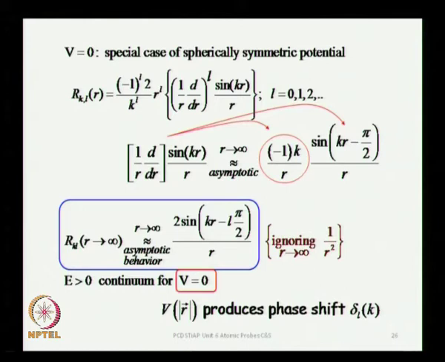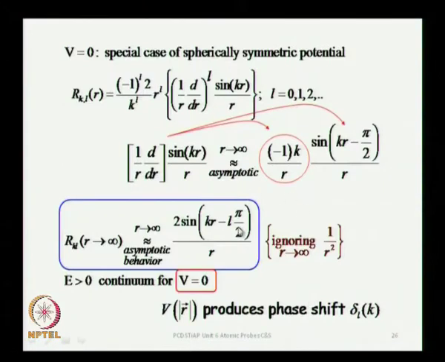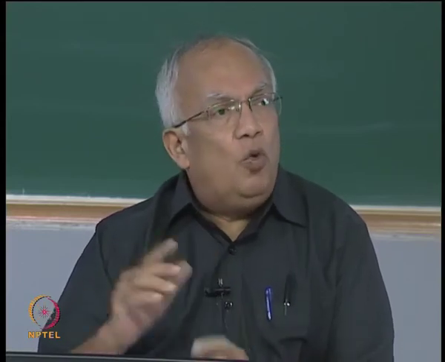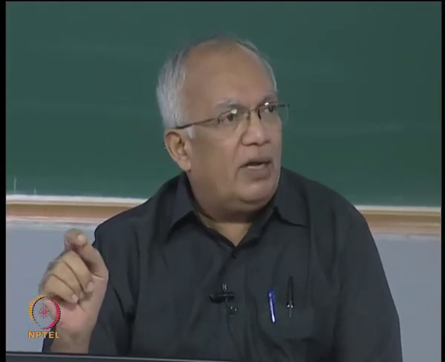Now our interest of course is in having a real potential, and what the potential does is that this argument kr minus l pi by 2 is further displaced by another phase shift. So you will get a solution which will again be a sinusoidal function, but the argument of that function will be kr minus l pi by 2 plus a certain phase shift, which will depend on the L quantum number, the orbital angular momentum quantum number. It will depend on the energy. So it is written as delta L of k.